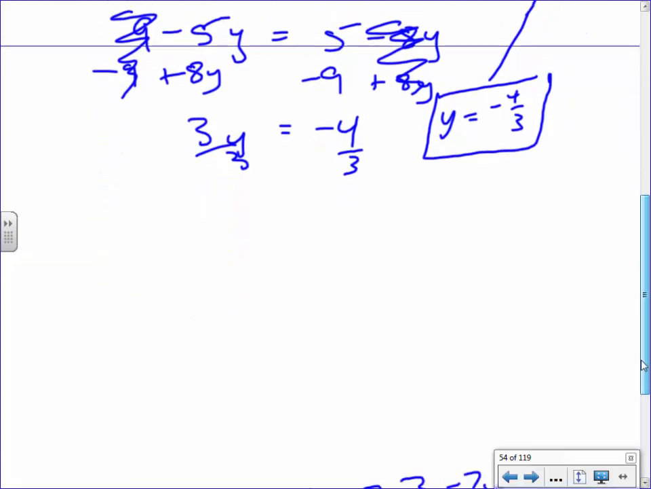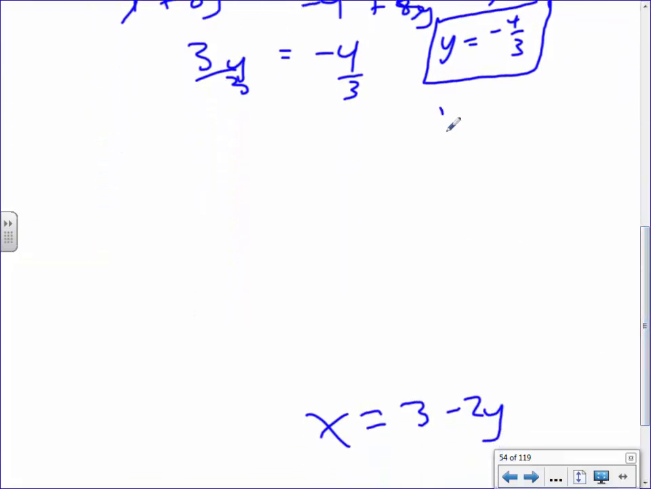But we know what y is. Sorry, I had way too big of a gap here. We know that y is negative 4 over 3, so literally just plug negative 4 over 3 in for y, and now you know what x is.